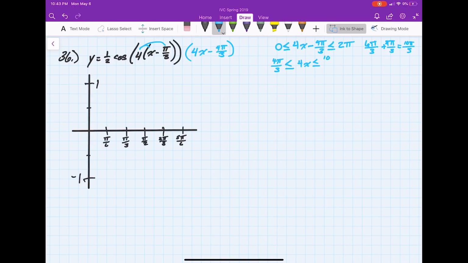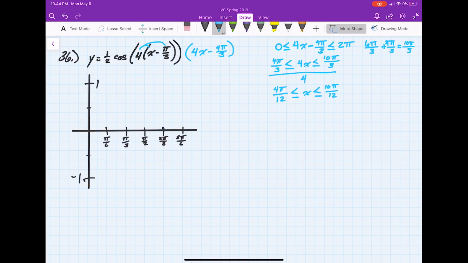So that's what I'm going to put right here, 10 pi over 3. Now we've got to divide this whole thing by 4 to get rid of that 4 in the middle. Dividing by 4 means we actually multiply the denominator by 4. So we're going to get 4 pi over 12. Oh my gosh, these fractions are getting tiny. It's less than or equal to x, which is less than or equal to 10 pi over 12.